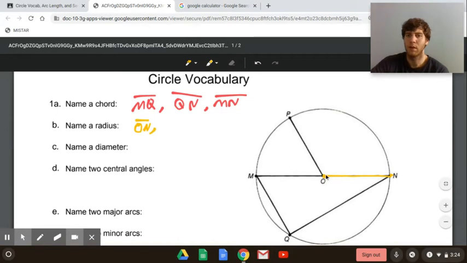We also have OP would also be a radius, goes from the center to the circle. And then OM as well. So there's three radiuses shown here.